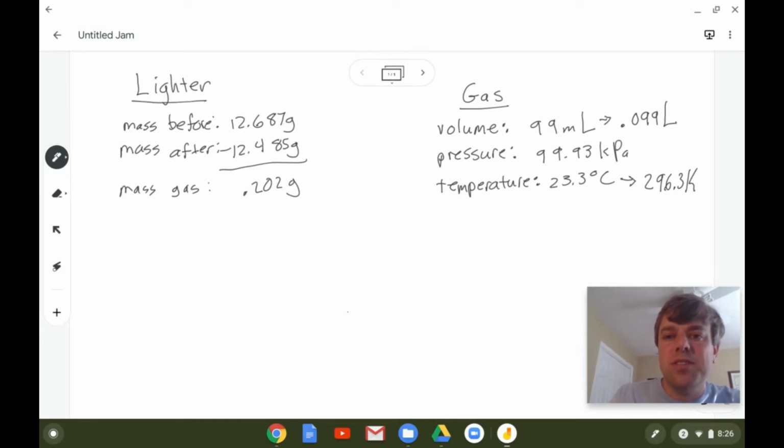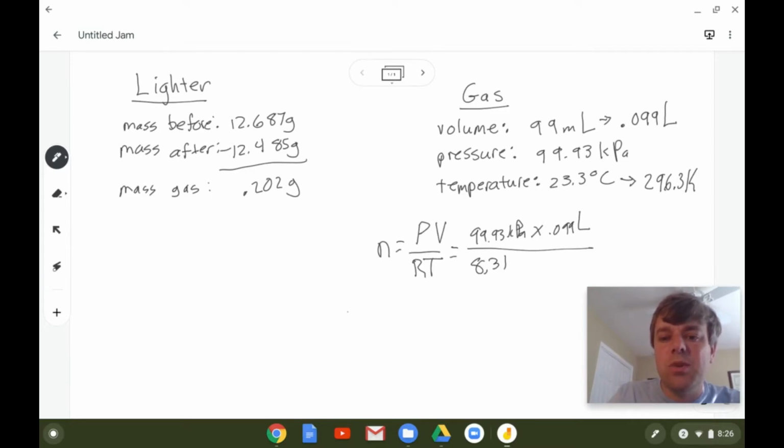Given this information about the gas itself, we can say that n equals PV over RT by solving for moles in the ideal gas law. And so we take our pressure, which is 99.93 kilopascals, times 0.099 liters, divided by the gas constant, which is 8.314, and the temperature, 296.3 kelvins. Put all that into our trusty calculator, and we come up with 0.00401 moles.